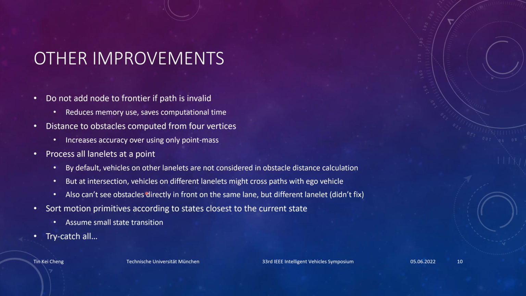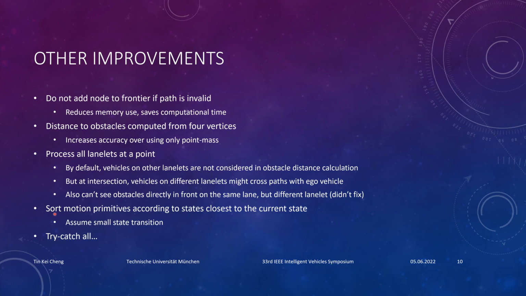And also in intersections, there can be vehicles from a different linklet that is not the same linklet, but they physically overlap. So I have to look also at vehicles from other lanes and take that into account.